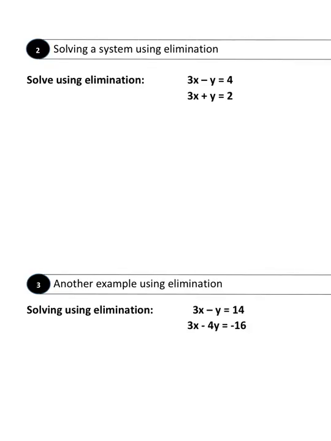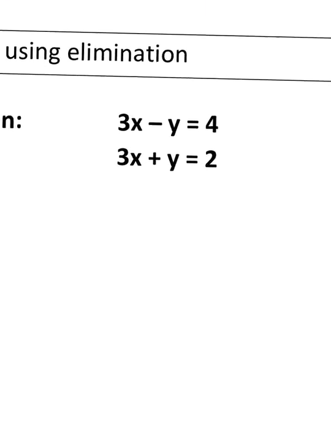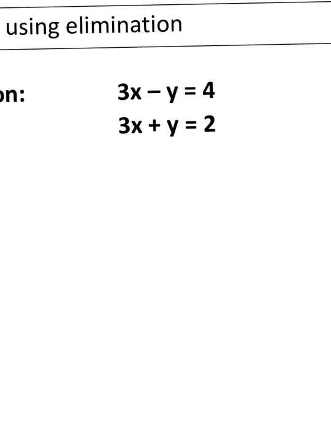Let's try a couple together. Solve with elimination. So step 1, you want to look for opposites. So I've got 3x minus y equals 4. So my terms are 3x, negative y, positive 4. 3x, positive y, positive 2. My 3x's are not opposites because they're both positive. But I do have a negative y and a positive y, which makes them opposite. So I can go ahead and start eliminating.